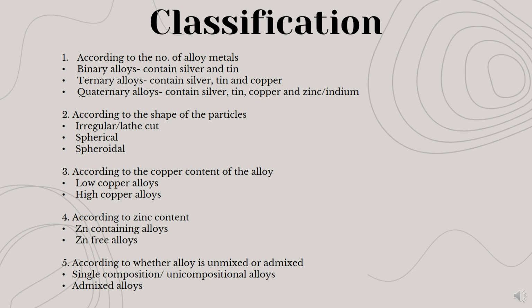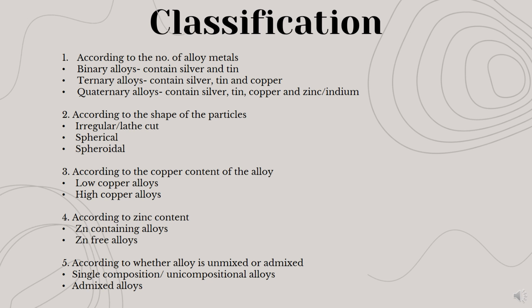According to the copper content of the alloy, they can be low copper alloys, which contain copper in the range of 2 to 6%. They are also called conventional alloys. And high copper alloys, which contain copper in the range of 12 to 30%. They are of superior quality. According to zinc content, zinc containing alloys contain zinc in the range of 0.01% to 1%, and zinc-free alloys contain less than 0.01% zinc.